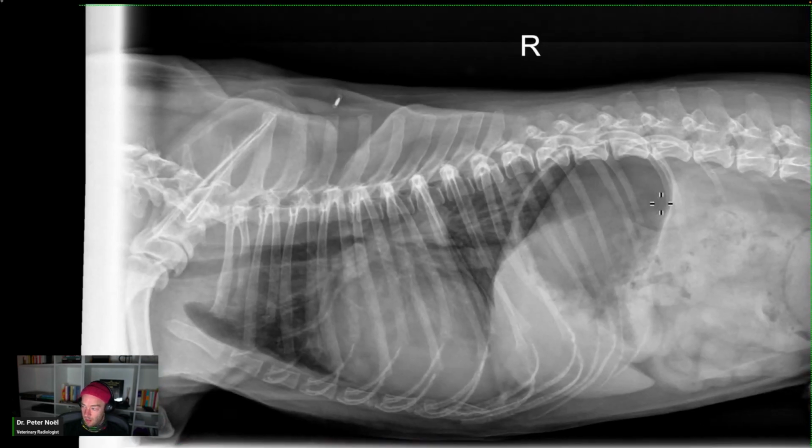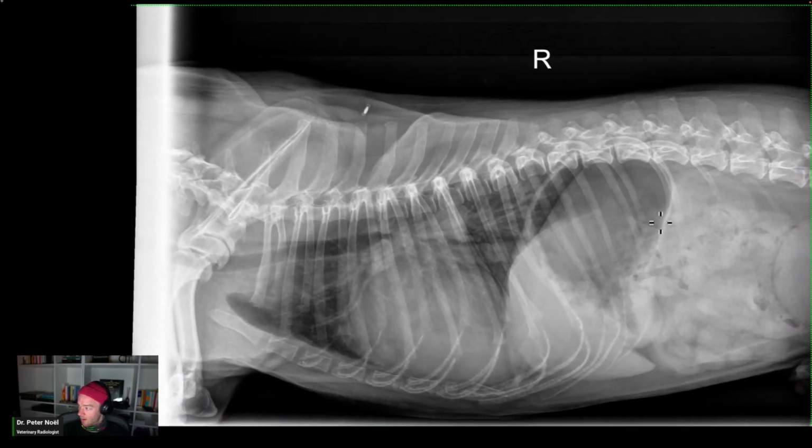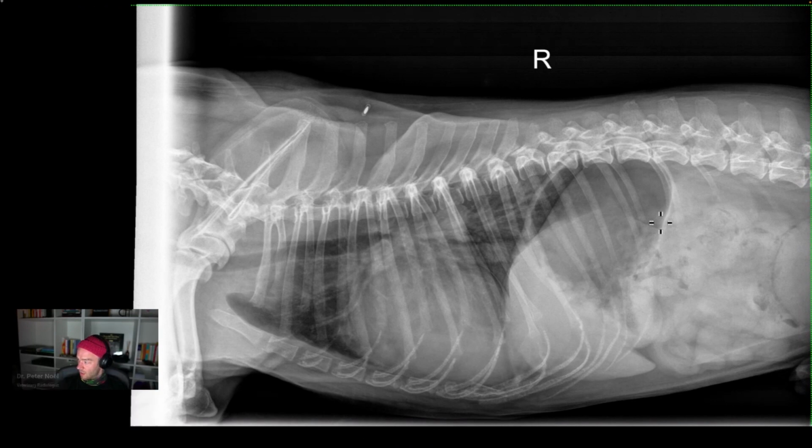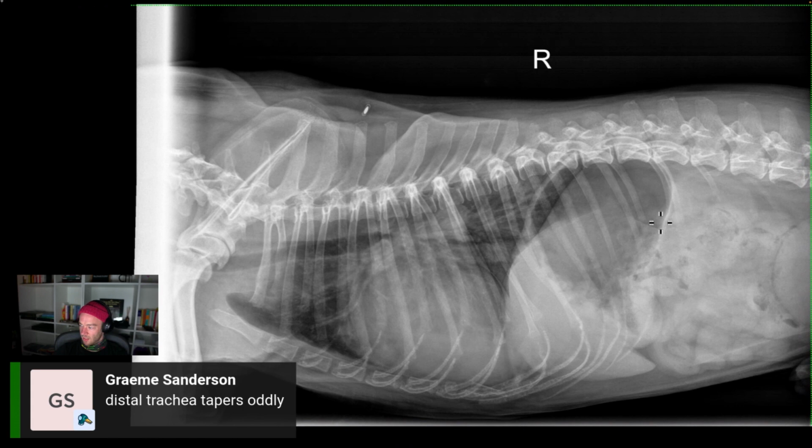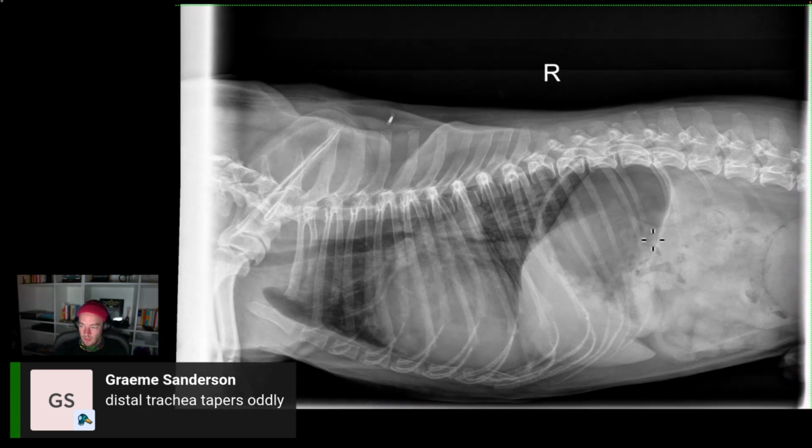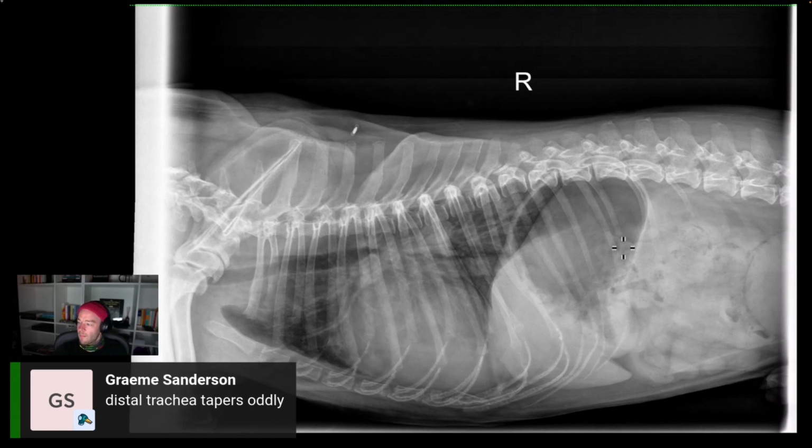But my buddy Graeme, the Scotsman, where did he go? Distal trachea tapers oddly. Yeah, I like it. It does. It's weird. If things look weird, man, if you see something, say something. I think that's what you're supposed to say. So distal trachea tapers oddly.